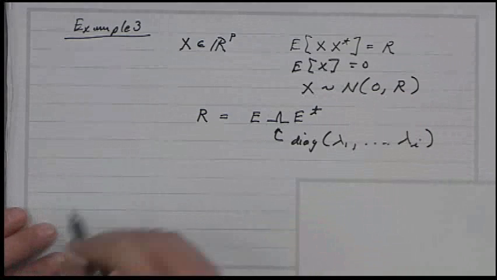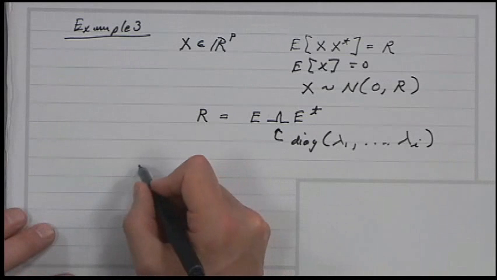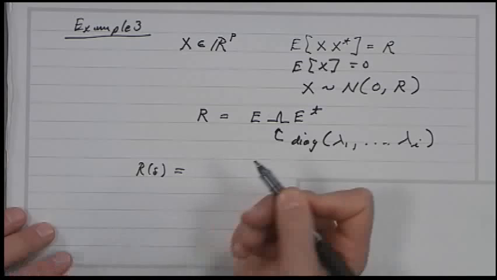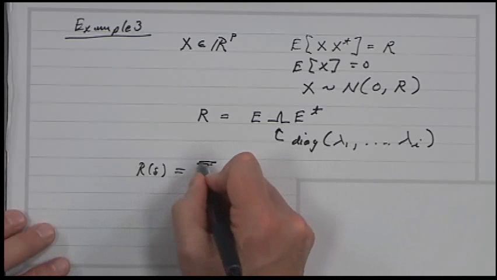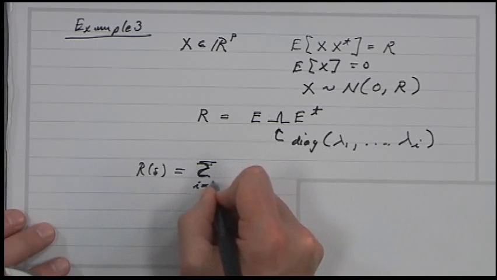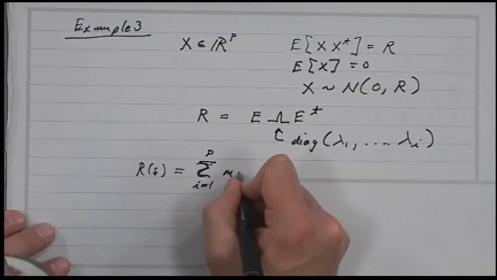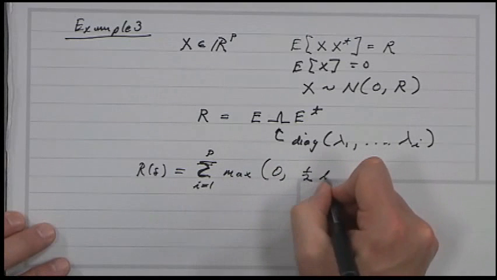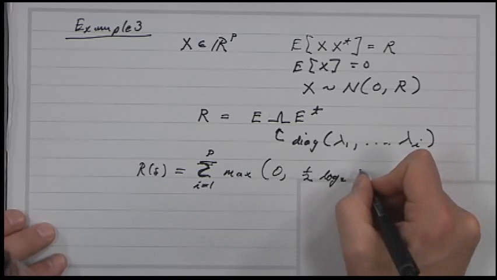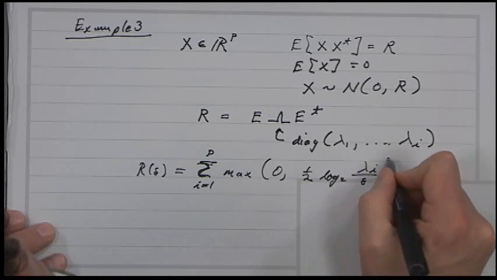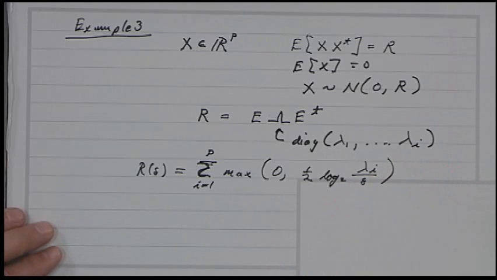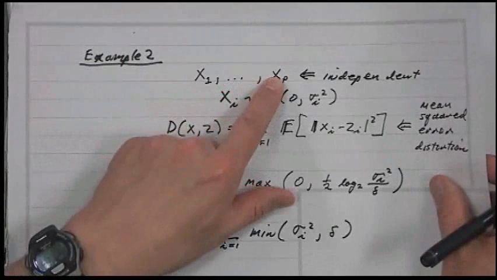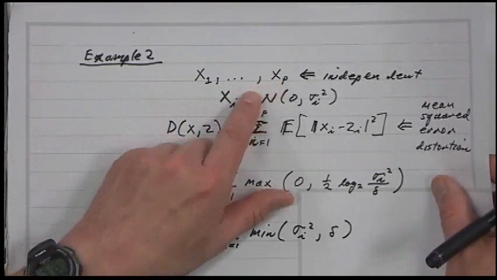So in this case, the rate distortion R of delta is exactly the same as it was in the last case. It's the sum from I equals 1 to p of the max of 0 and 1/2 log base 2 of lambda I over delta, because lambda I is just the variance of the ith component. It's exactly the same case as in example 2, because there I just assumed I had independent, uncorrelated random variables with different variances.